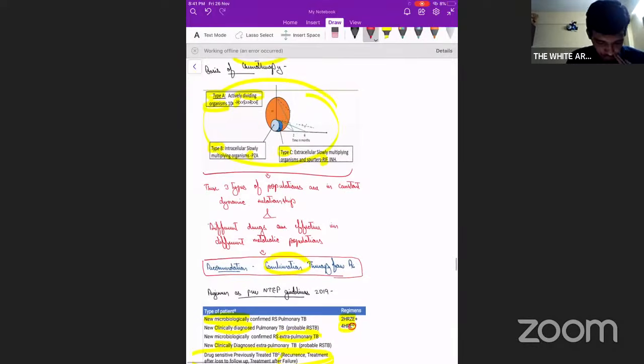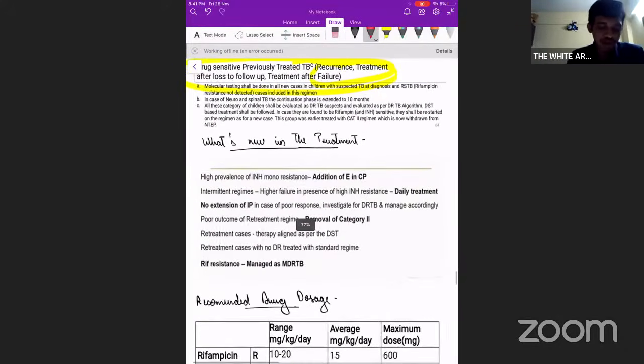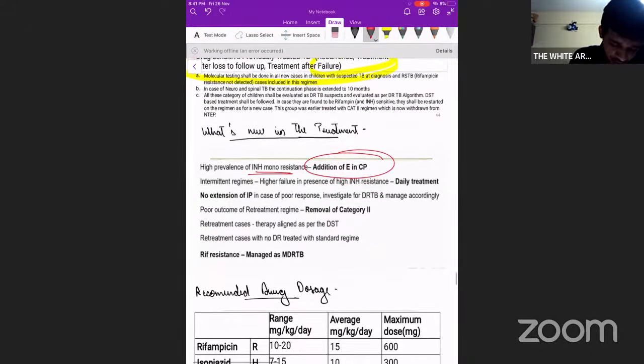So what's new in the treatment of tuberculosis? Because of the high prevalence of isoniazid monoresistance, there is addition of ethambutol as well in the continuation phase. Intermittent regimens, the ones which were present before, given on alternate days, had a high incidence of resistance. It led to the development of high resistance. So daily treatment is being recommended now.